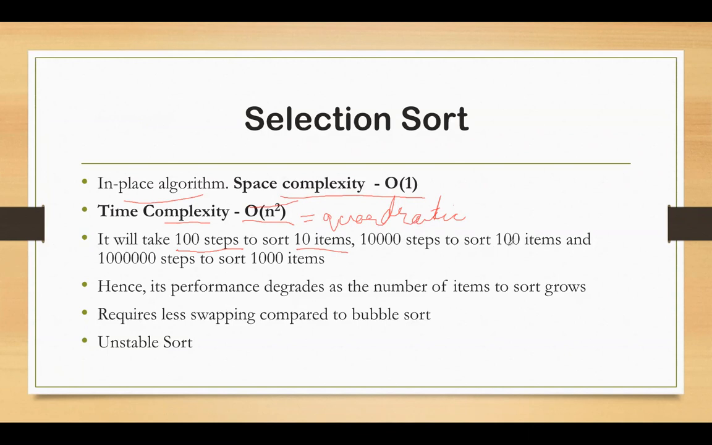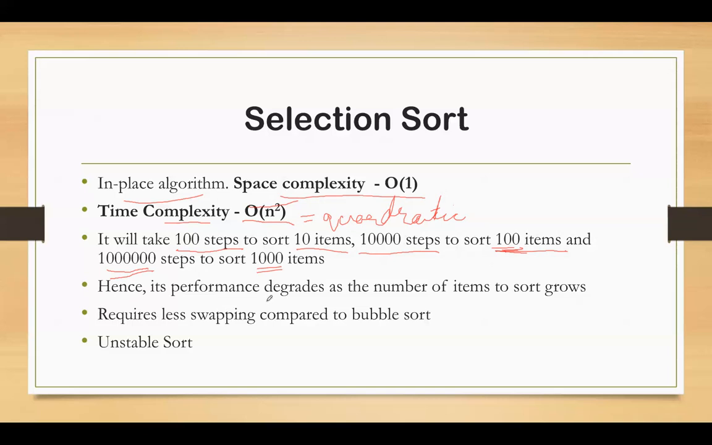If we have 100 items in the given input array, then we need to make 10,000 primitive operations to sort the 100 elements. So we are seeing that as the number of input items grows, the number of steps also grows very drastically. So in the long run, it will degrade the performance of selection sort.